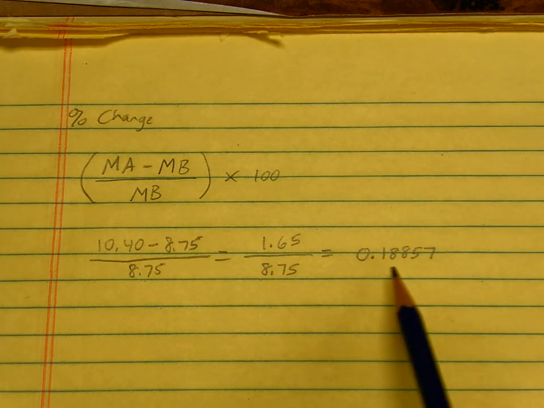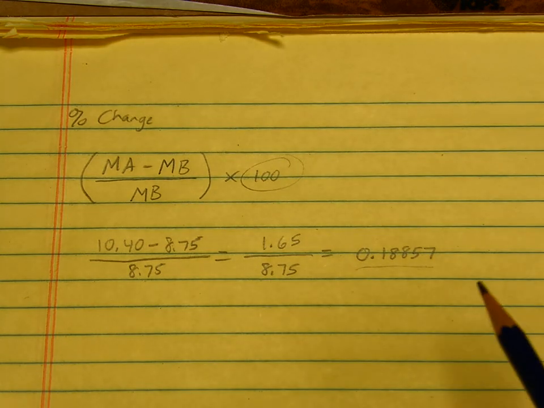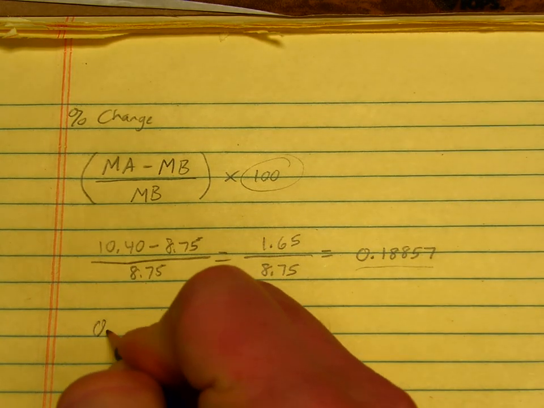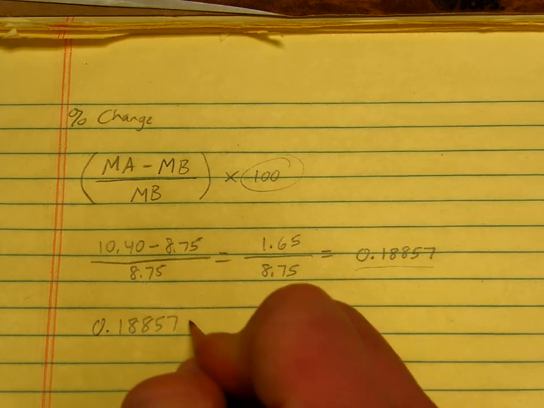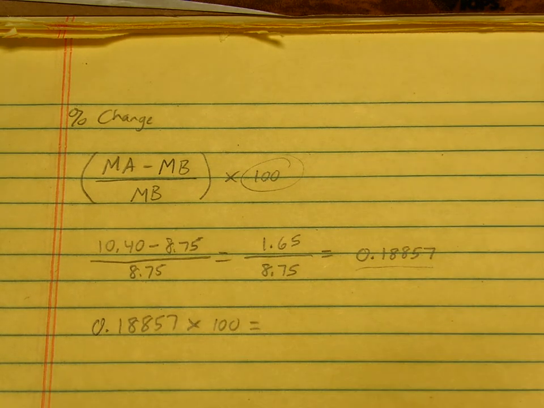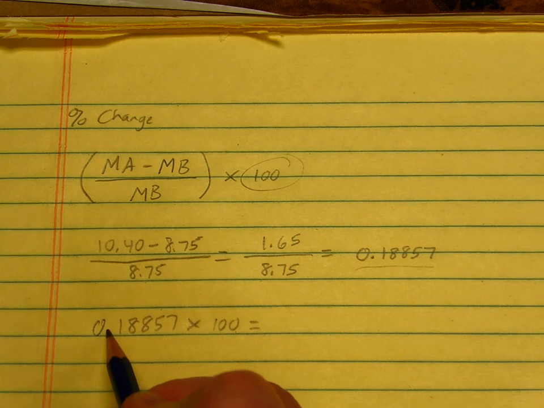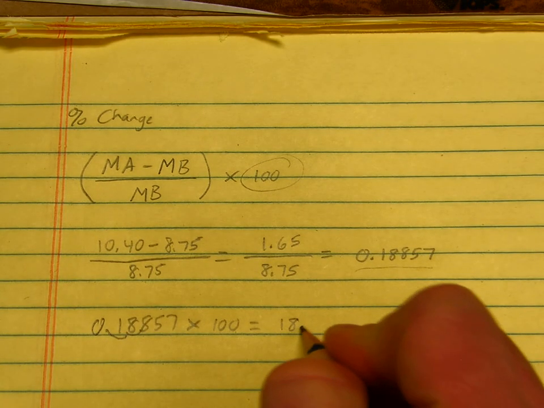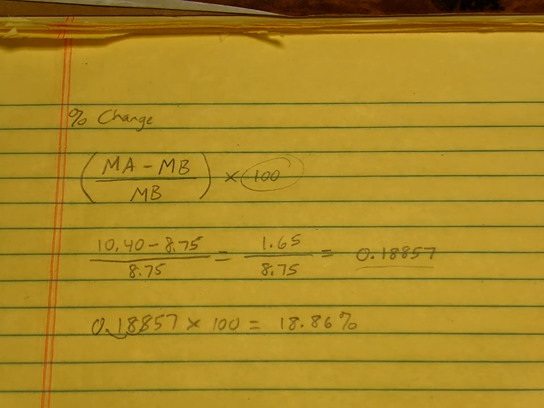Now that I have this part, I still have yet to times it by 100. That's the important part in order to make it a percent. So now I simply take the 0.18857 times 100. You don't necessarily need a calculator for this. It's really easy. With 100, you basically have two zeros, so you move the decimal place one spot, two spots. Now you're at 18.857, and I'll just round it off to 18.86%.